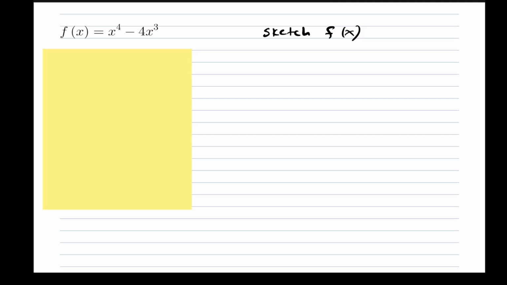Now underneath that yellow sheet, I have the function graphed. But let's see if we can analyze it and get a decent sketch of what this thing is going to look like based on what we know. So here we go. f of x is equal to x to the fourth minus 4x to the third. So f prime of x would be equal to 4x to the third minus 12x squared.